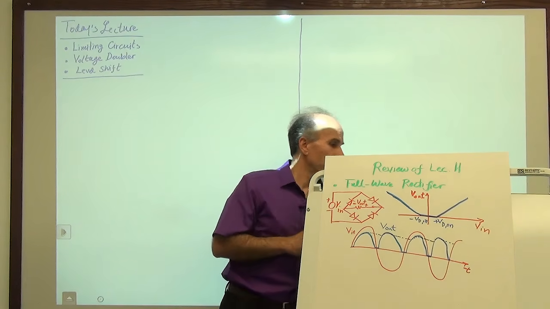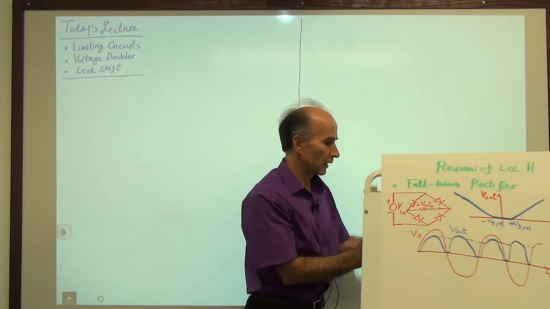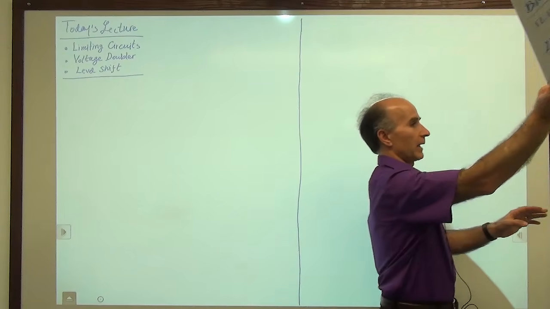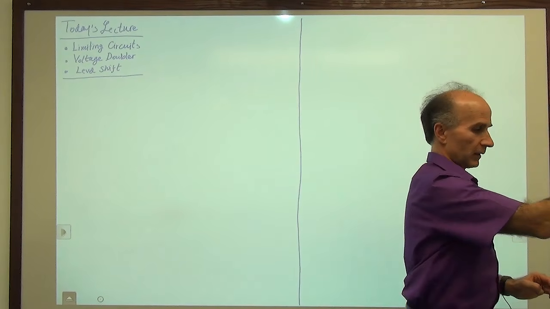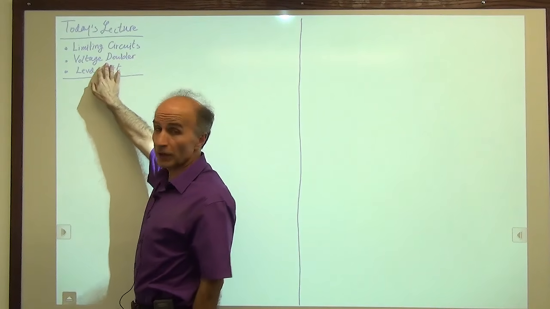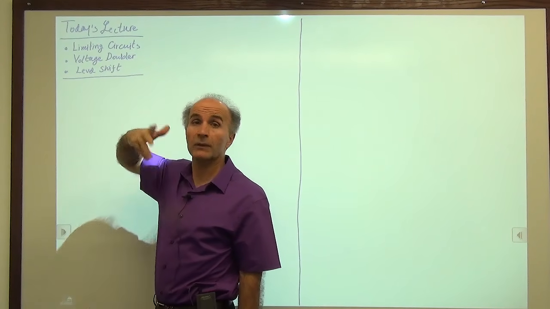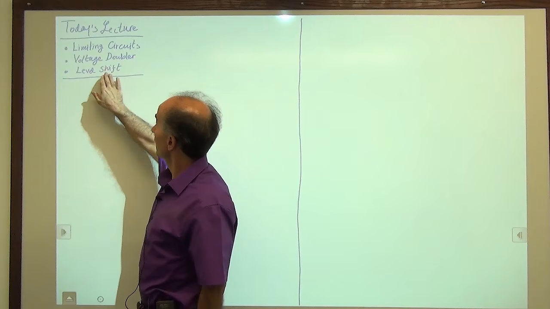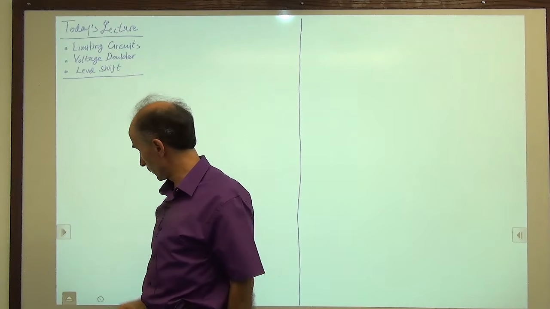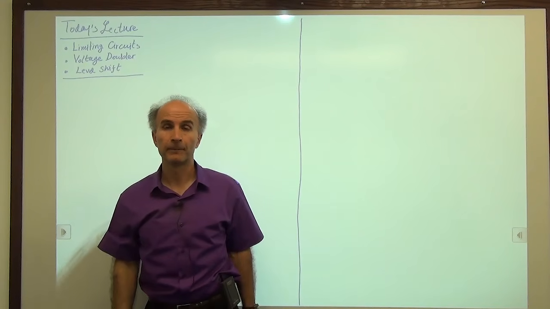All right, so today we will look at some other circuits that use diodes in them, and these circuits include the following: limiting circuits, voltage doublers, or generally voltage multipliers, and level shift circuits. So let's start with the limiting circuits and see what they are and what they mean.